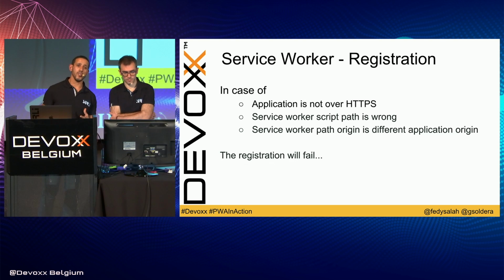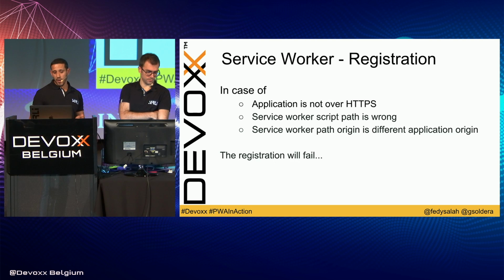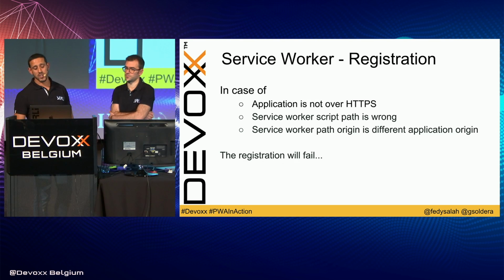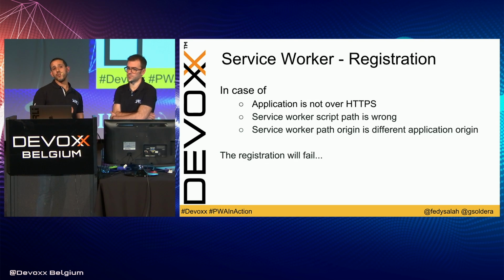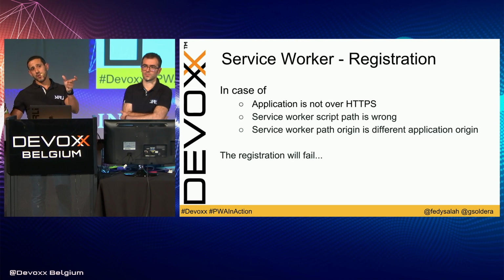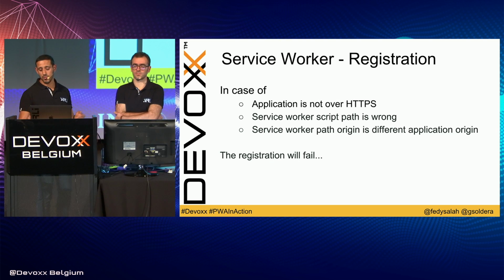When you implement the code and the service worker won't work, it's actually one of these three main reasons. Either your application is not over HTTPS, or the service worker path is wrong, or the origin of your application and the service worker are not the same, so the registration will fail. Otherwise, it will go well.